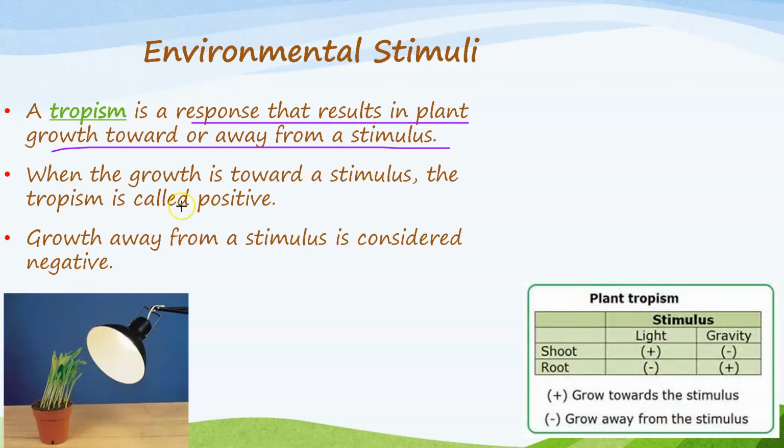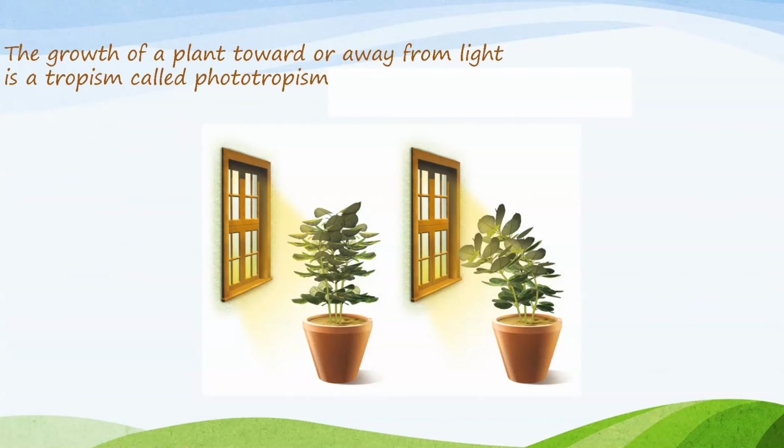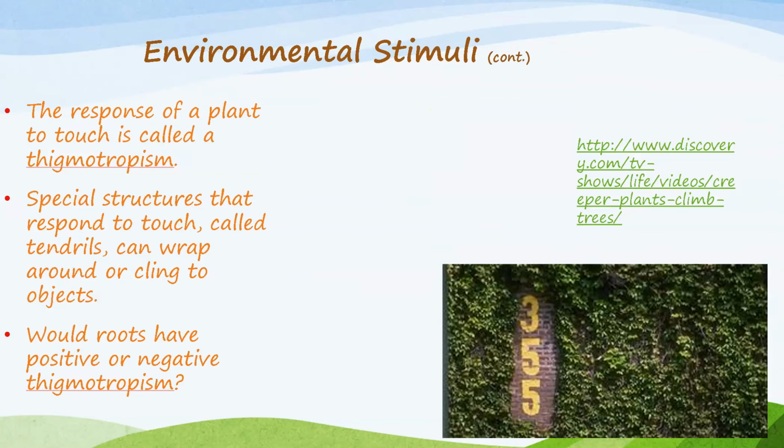When the growth is toward, it's called positive. When the growth is away, it's called negative. All right, so continuing on, phototropism involves the plant growing towards or away from light. Photo meaning light, of course. So that is phototropism.